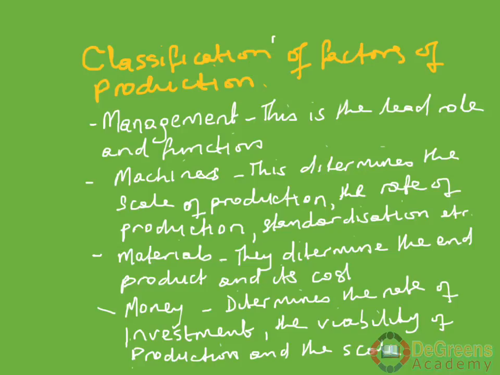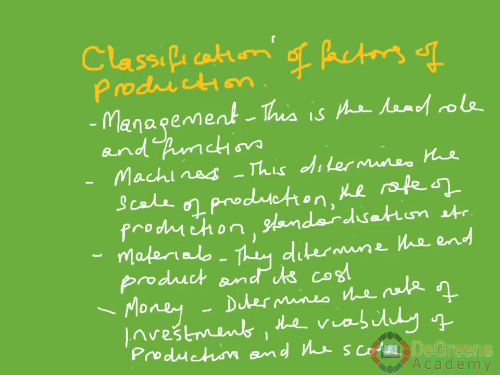Then you have materials. If you have management and there are machines, and there are no materials, what are they going to work on? So as we said, in production, it is materials that you generally transform into a finished product. So materials determine the end product and its cost. The quality of the material determines the quality of the end product. The quantity of the material determines the quantity of the end product. I hope you can get me. The cost of the material determines the cost of the end products.